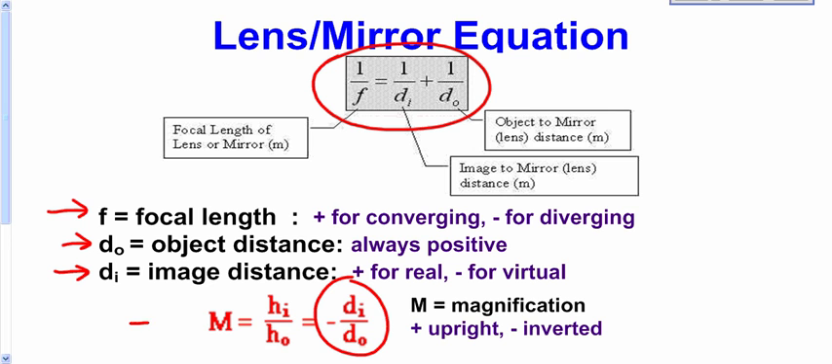My advice always is don't rely on equations. You can knock out a quick little diagram. You can always easily have perfect proof whether something's bigger or smaller, or right side up or upside down. Plus, for the upside down or right side up, it's easy to remember. Real images are always inverted. Virtual images are always upright. Always, always, always.